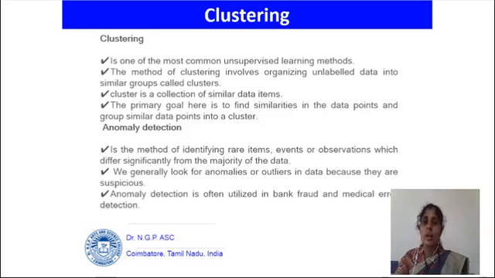So what do we mean by anomaly detection? It is the method of identifying rare items, events or observations which differ significantly from the majority of the data. We generally look for anomalies or outliers in data because they are suspicious. We cannot say for sure that the person did the crime or not, so it is suspicious. Anomaly detection is often utilized in bank fraud and medical error detection.